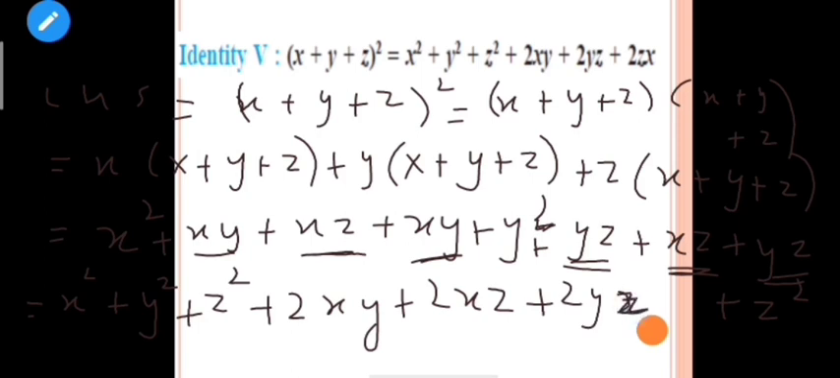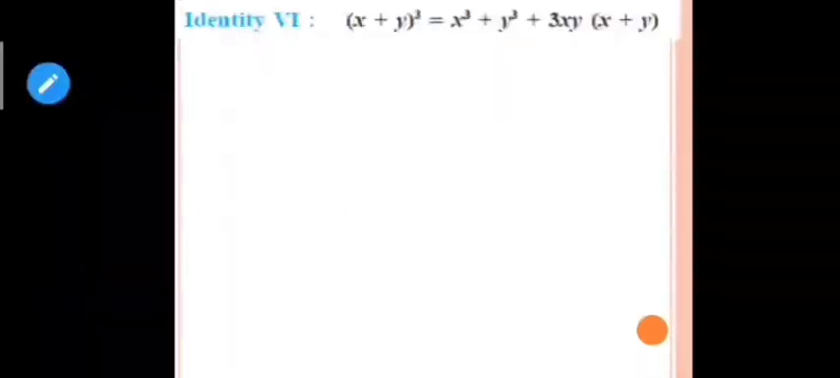Very simple. You can see that we have got RHS here, so I can write that LHS is equal to RHS. Very simple. This is how we have proved this identity. Okay. Students, let us see identity number 6.